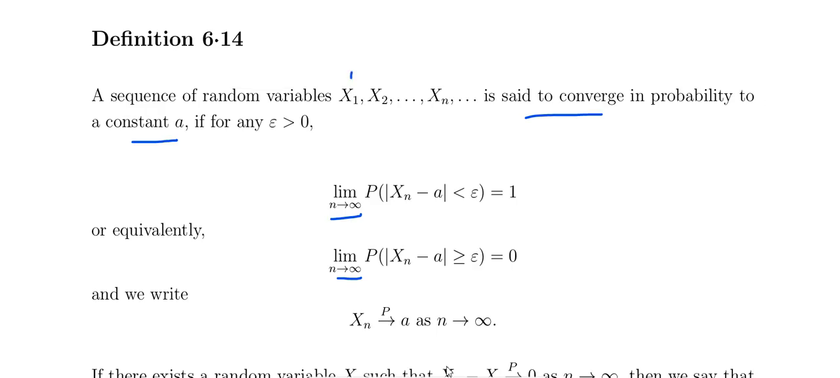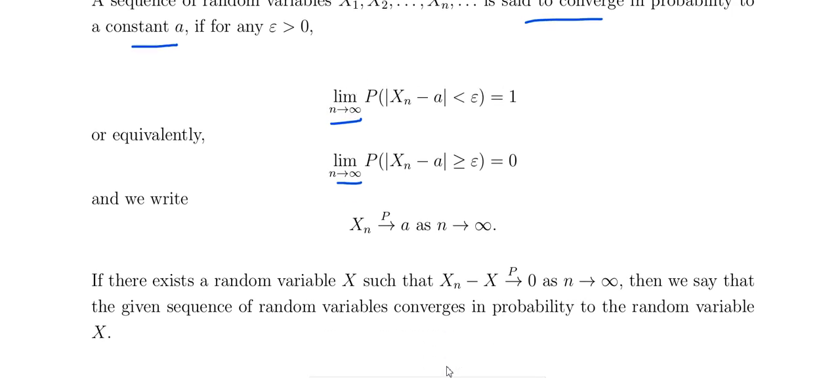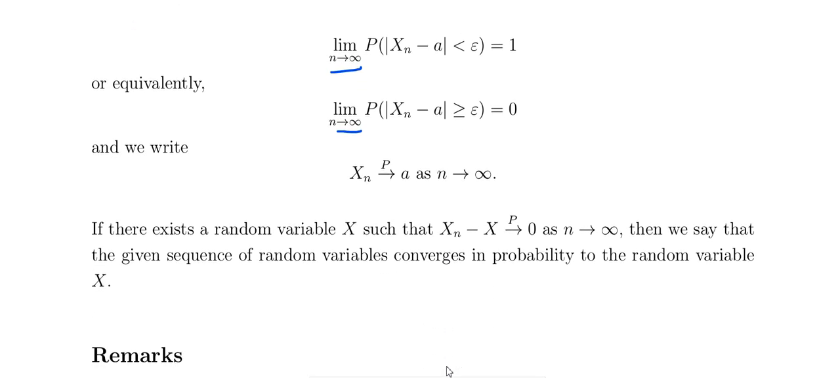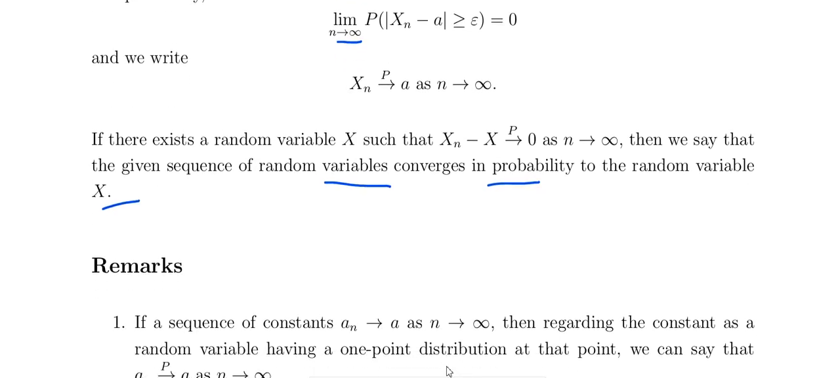Now the sequence of random variables converges in probability to a constant a, that is, the limit as n tends to infinity of p of mod of xn minus a greater than or equal to epsilon equals 0, and p of mod of xn minus a less than epsilon is equal to 1. That means the sequence of random variables converges to a in probability as n tends to infinity. If there exists a random variable capital X such that xn minus X converges to 0 as n tends to infinity, we say that the given sequence of random variables converges in probability to a random variable capital X.